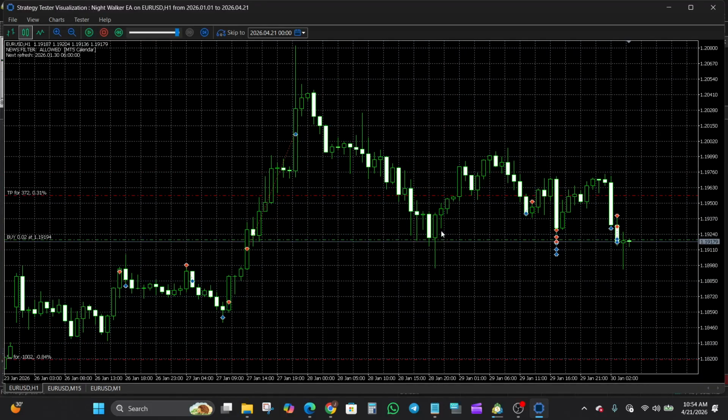Okay, so if we look closely, take a closer look at this particular entry. We'll see that price had bounced off a particular support level, right? This is a range here, right? And you can see that a buy trade was executed around the support. Take profit was set close to the resistance zone.